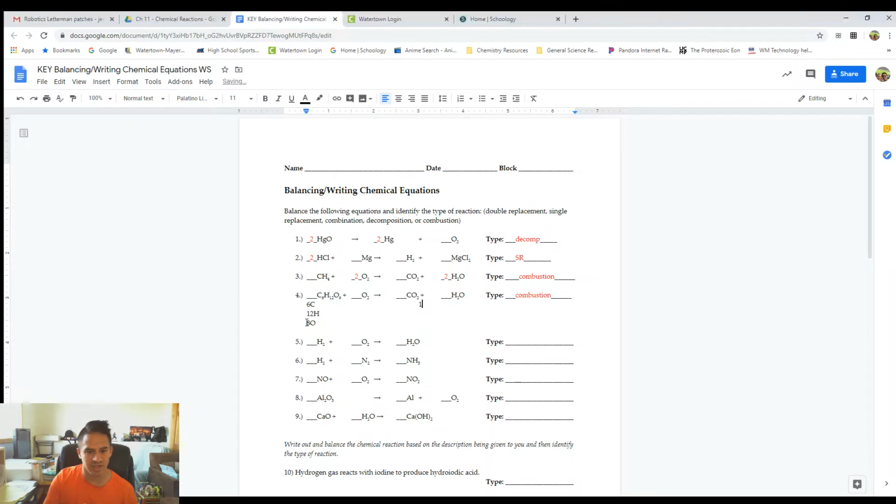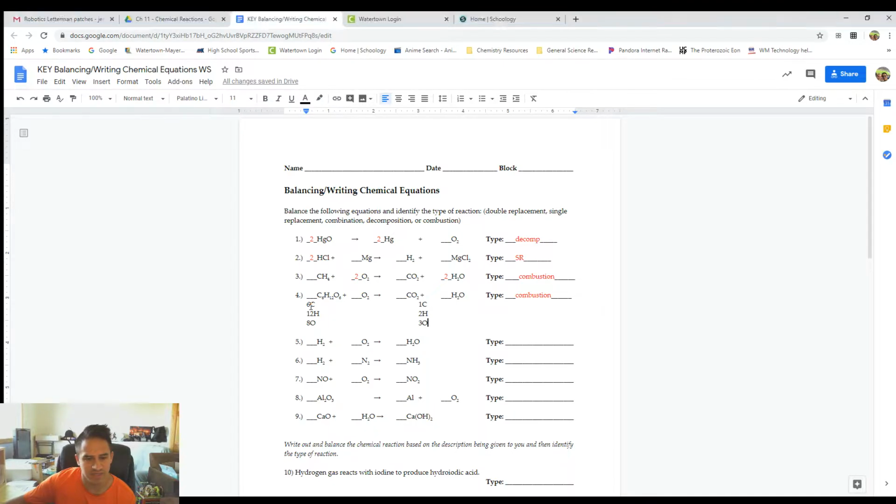On the right-hand side, we have 1 carbon, 2 hydrogens, and again, we have 2 oxygens here, and 1 oxygen there, so that's a total of 3. All right, so again, another tricky one. Again, we'll deal with the oxygens last because they're in 2 different places. Let's deal with the carbons and the hydrogens first.